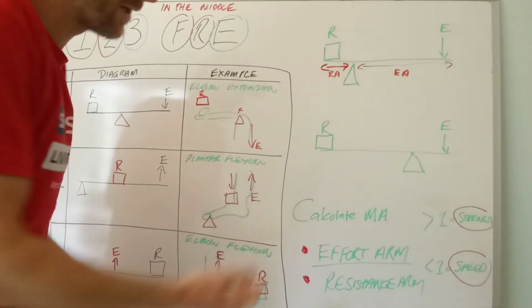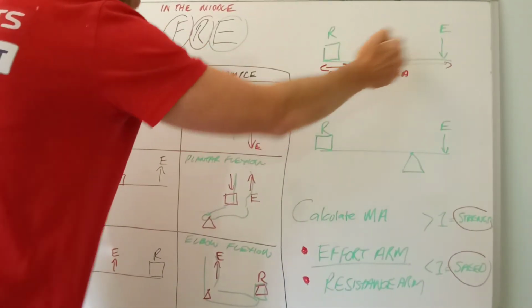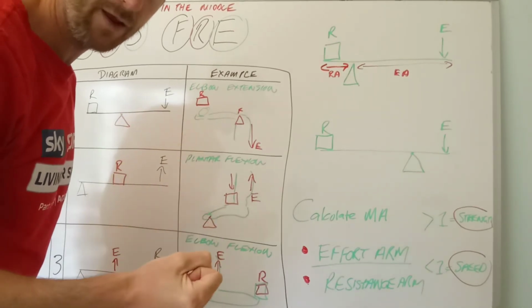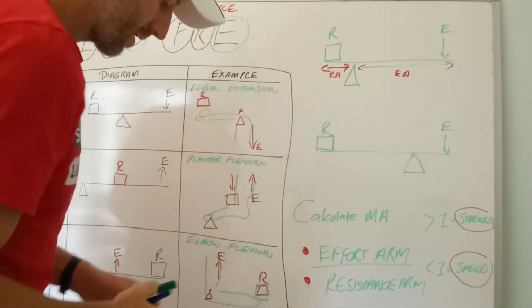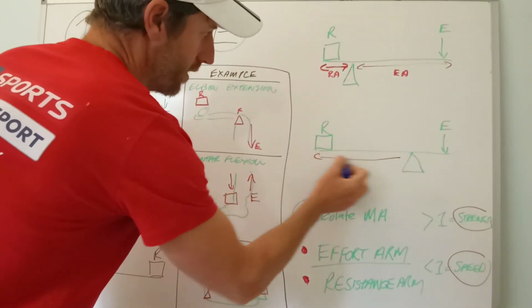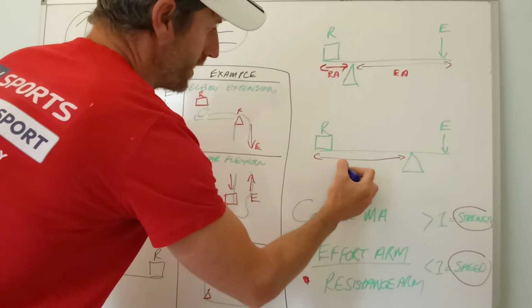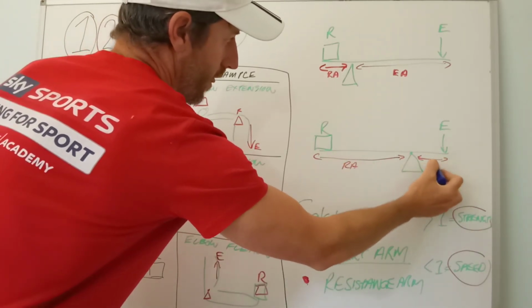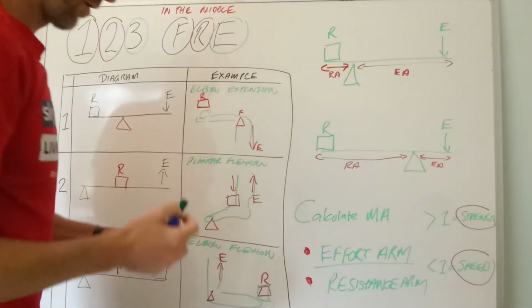The reason for that is because it's got a mechanical advantage. That lever is nice and long, the effort arm is nice and long, so you get an advantage of strength. Okay? Now here, you've got the opposite. So this arm here is the resistance arm, and this arm here is the effort arm. Now, the resistance arm's a lot longer.